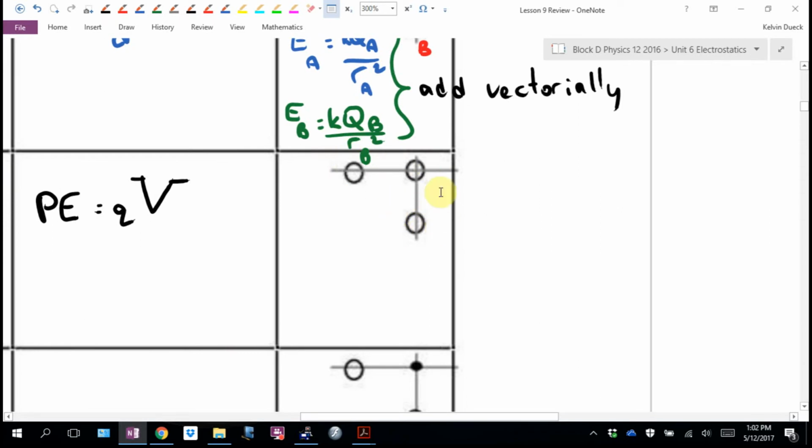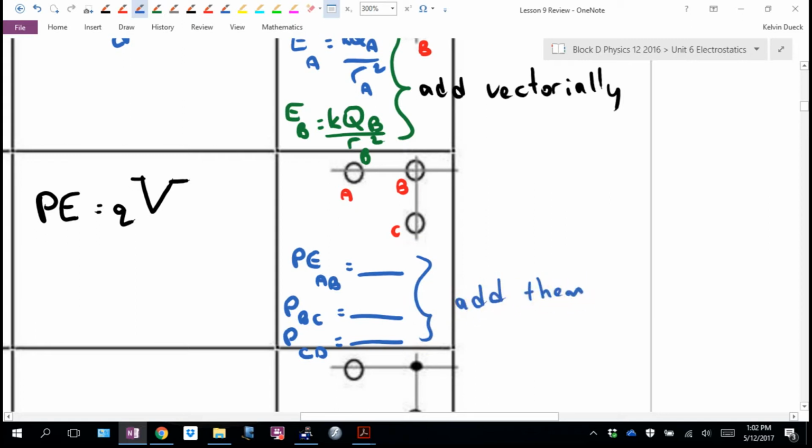What if I want to find the potential energy of this whole system? Let's call this charge A, charge B, charge C. What if they said, find the total energy contained there? We would find the potential energy between A and B by going K, Q1, Q2 over R. We would find the potential energy between B and C by going K, Q1, Q2 over R. We would find the potential energy between C and A by going K, Q1, Q2 over R. And then just add them, but they're scalars. No tip to tail. Just add them up.